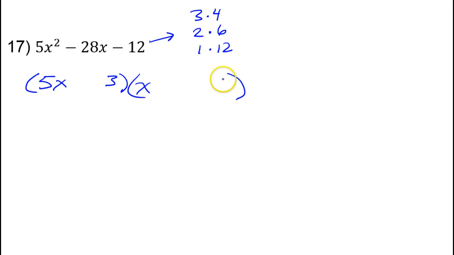So first I'm going to try the 3 times 4. Now inner plus outer must equal middle. Inner, I have 3x. Outer, I have 20x. I'm trying to get a middle of negative 28. I could make negative 23 out of this, but I can't get negative 28. This time, reversing the order does not help me. Say if I put the 4 here and the 3 here. Now inner I have 4x, outer I have 15x. That gives me even further away from 28. Okay, so that tells me that the 3 times 4 option is not going to be my answer. So I can forget about 3 times 4.